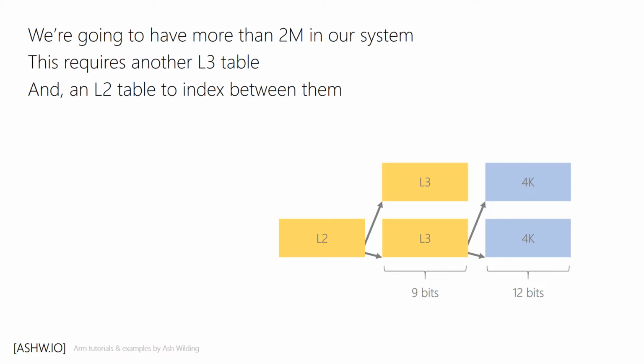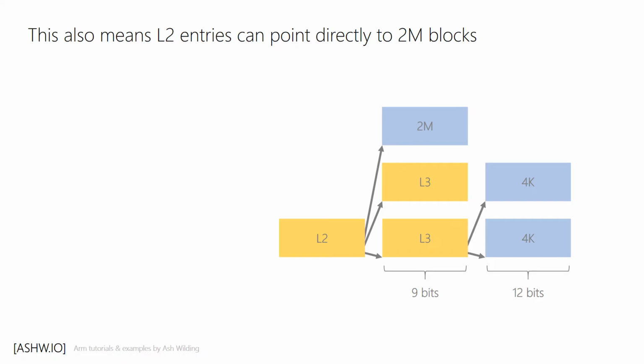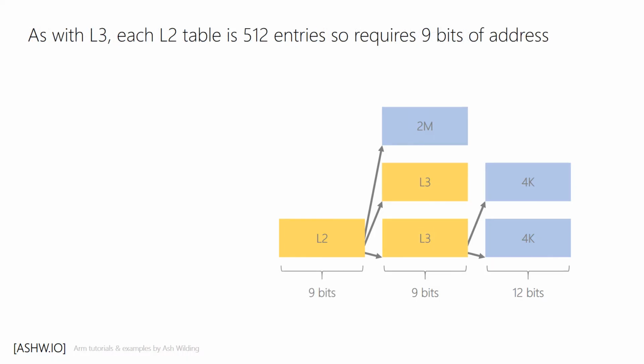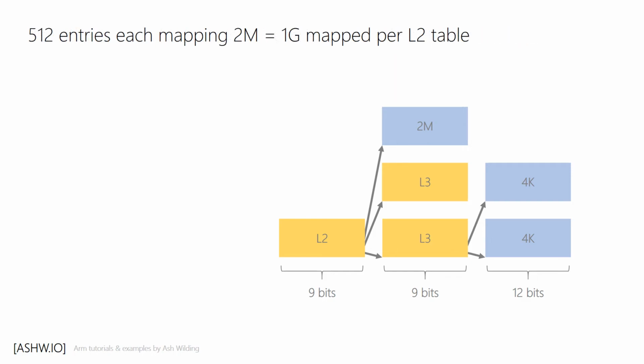We're going to have more than 2 megabytes of memory in our system. At that point, we need another L3 table, and that also means we need an L2 table to index between them. A single L3 table effectively maps 2 megabytes, so our L2 table can also point directly to 2 megabyte blocks instead of pointing to L3 tables. As with L3, each L2 table is 512 entries and so requires 9 bits of our virtual address. 512 entries, each mapping 2 megabytes, means that each of our L2 tables effectively maps 1 gigabyte of memory.